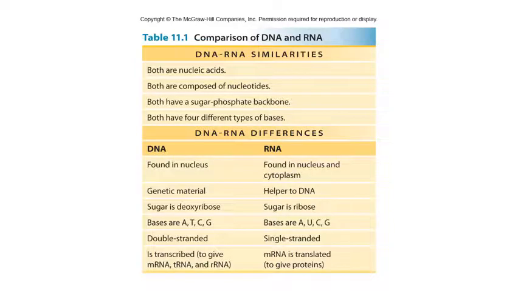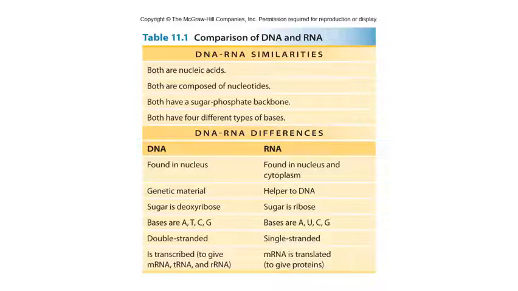All right, so basic similarities and differences between DNA and RNA. They're both nucleic acids, which means they're both made of nucleotide subunits. They both have a sugar phosphate backbone, and they both have 4 different types of bases. Now, as far as the differences go, DNA you will always only find in the nucleus of a cell for eukaryotic cells. So the DNA is never going to leave the nucleus because it needs to stay very well protected in there. The RNA, we find RNA in the nucleus and in the cytoplasm. So the RNA can leave the nucleus and carry a message out to the rest of the cell.